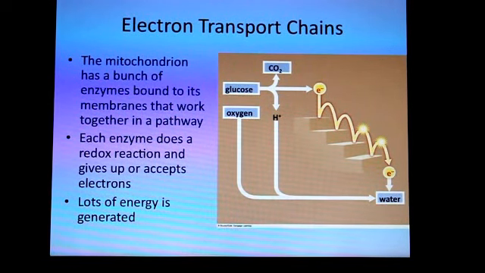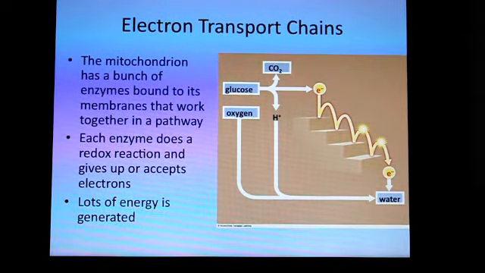you get your product of water. So each of these enzymes, each of these little stairs in the diagram, does a different redox reaction and gives up or accepts electrons. So a lot of energy is released, and it's released slowly and in a controlled fashion so you can use it.